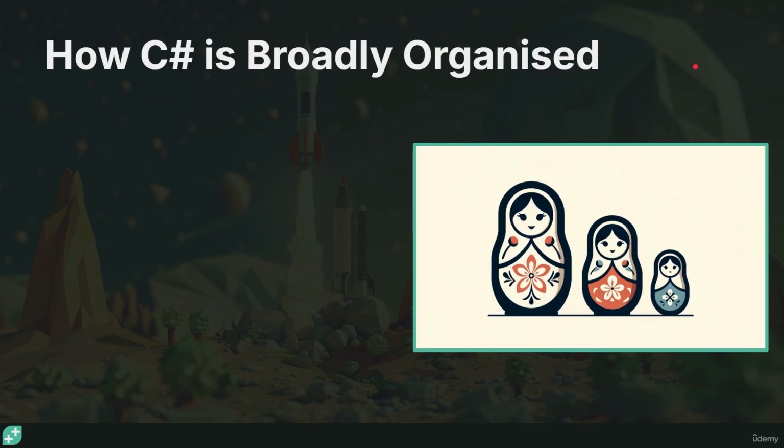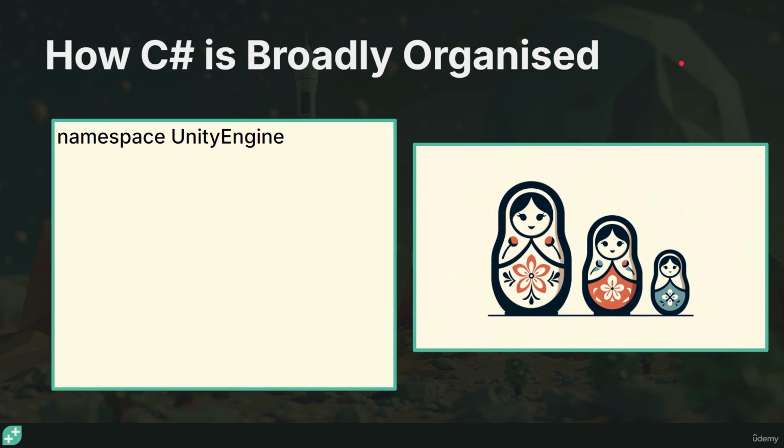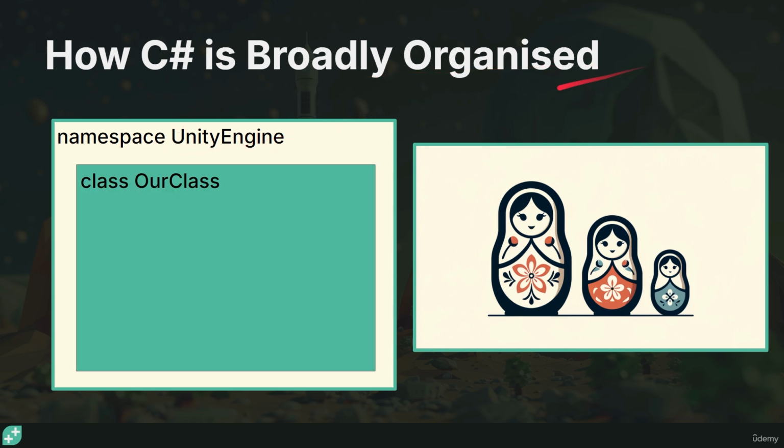We can think of this, from an analogy point of view, as a bit like Russian nesting dolls. If you're not familiar with them, the small doll fits in the larger doll, and that fits in the larger doll, and so on. You get to the point where you have one big doll, and it contains a whole bunch of little dolls inside it. That's like the highest level, the namespace. So for example, UnityEngine is a namespace, and contained within it are a whole bunch of classes, including some classes that we might create ourselves.